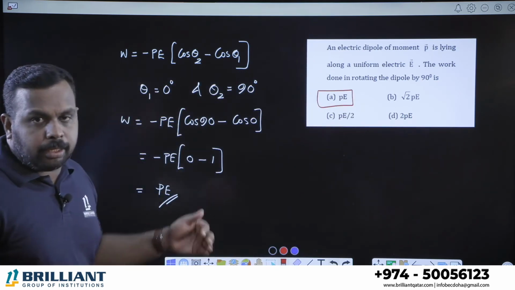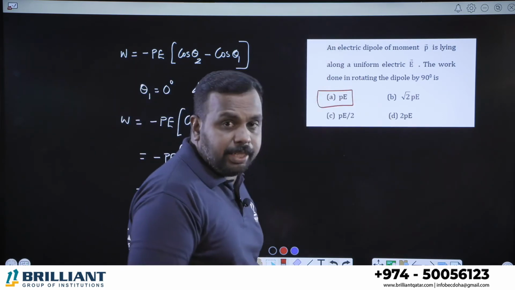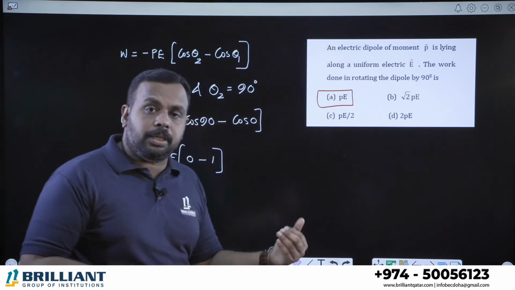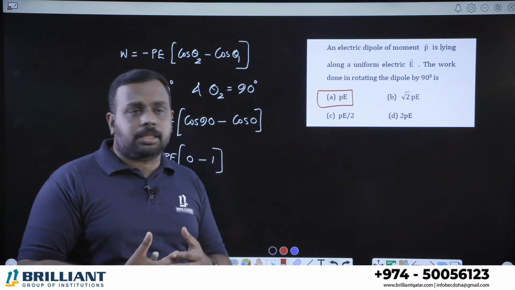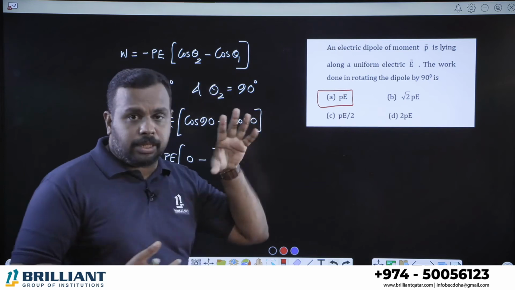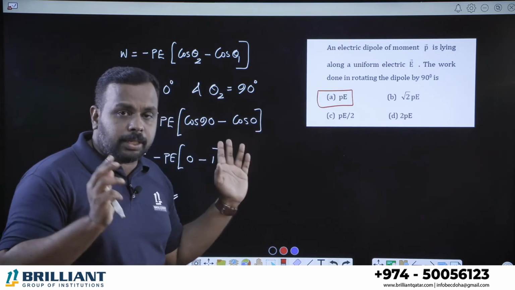They can ask what is the work done to rotate it from this position to 180 degree. If they're asking 180 degree, you have to take theta 1 as 0 and theta 2 as 180. Like that, any question they will ask. So this is the formula. If they're asking work done to rotate a dipole, you can use this formula. All right. Okay.